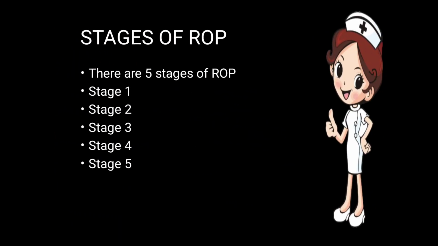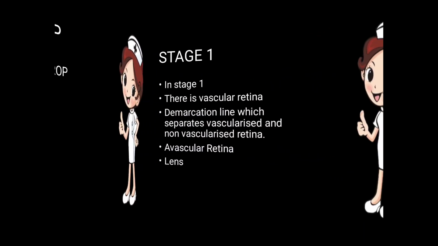Next one, stages of ROP. Here are the 5 stages of ROP: stage 1, 2, 3, 4 and 5. So let's see one by one.